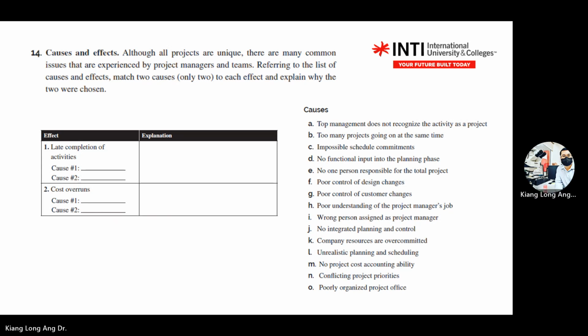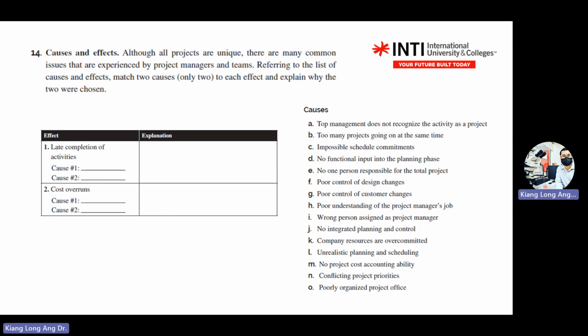Late, contribute to the late activities, you choose from here. Again, there's no right or wrong answer. So again, there's no right or wrong answer for question 14, because it wants you to think. You just prepare your mind to think. What can you see in the industry? First, late completion, and causes already given. You choose here. Any one of these will contribute to the effect that you see, 1 to 6. It will happen. Okay, it will make sense.